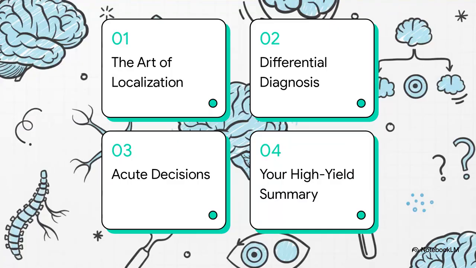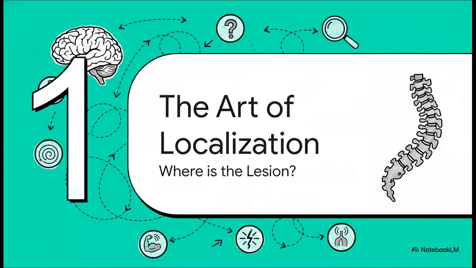Okay, quick look at our roadmap. We'll start with localization, then hit the differential diagnosis challenge, move on to acute decisions, and then wrap it all up with a super high-yield summary at the end. Let's get started. All right, Section 1, the art of localization.